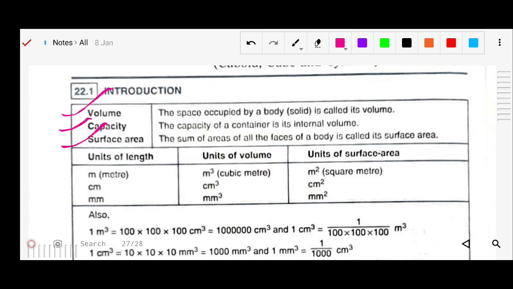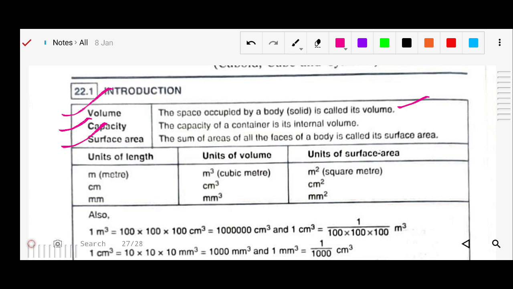Volume is the space occupied by a body, like a solid. The capacity of a container is its internal volume. And the surface area is the sum of the areas of all faces of a body. So we will understand about these things, and we will discuss this.